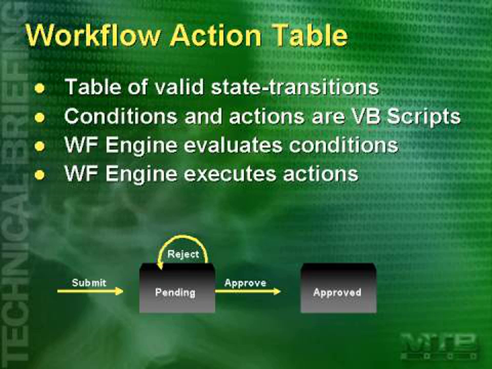So let's drill down a little bit into the workflow action table. The action table is the table of valid state transitions that your workflow process can go through. If you look at the image at the bottom of our slide here, we have 2 states, pending and approved. And then we have conditions and actions that move the document between those separate states. So the workflow engine reads in the state transition table, evaluates the conditions, such as submit, and then performs some VB script actions based on whether those conditions were met or not.